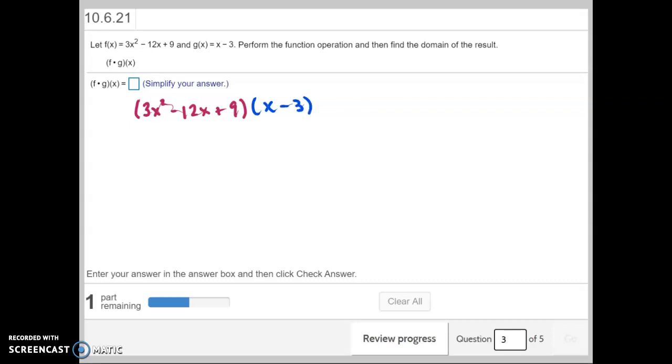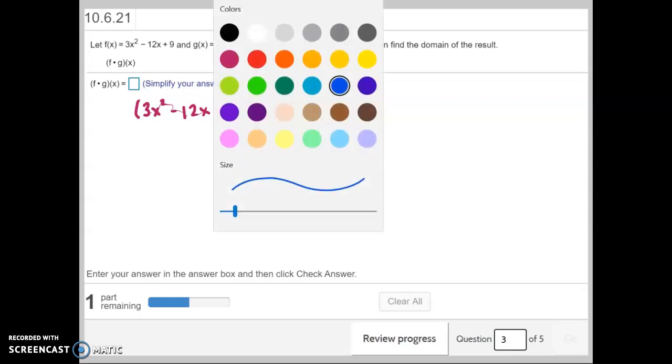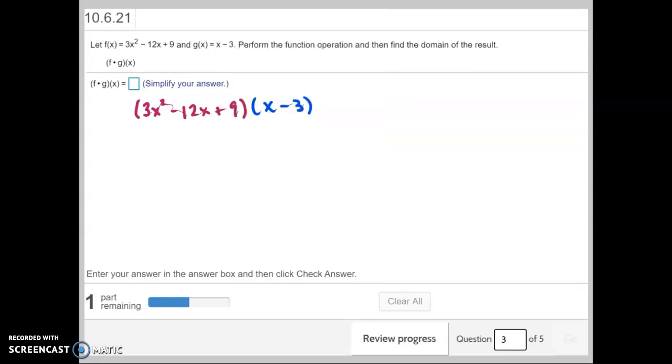And now you have a choice about which way you like to multiply. Some people like to multiply by distributing, and some people like to multiply with a box. And you just have to decide which one is for you. I will show you how to do it with a box. If you want to see how to do it with distributing, you can ask, and I'll make another video.